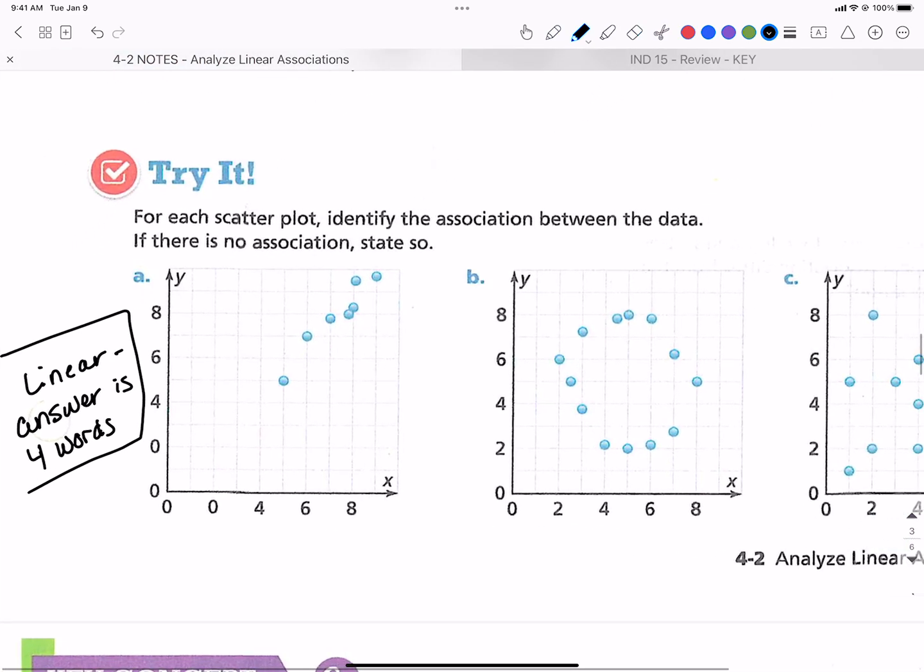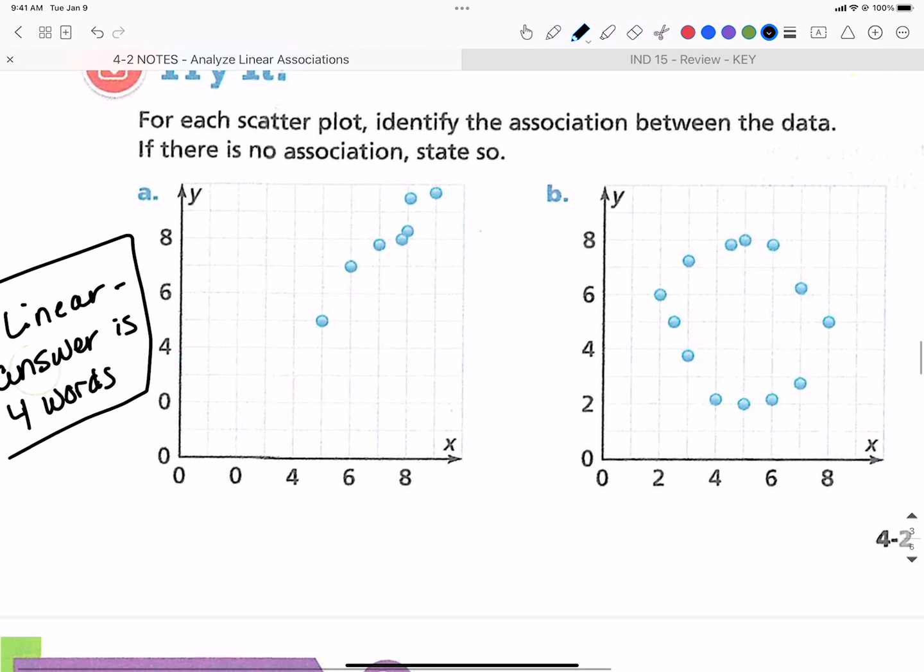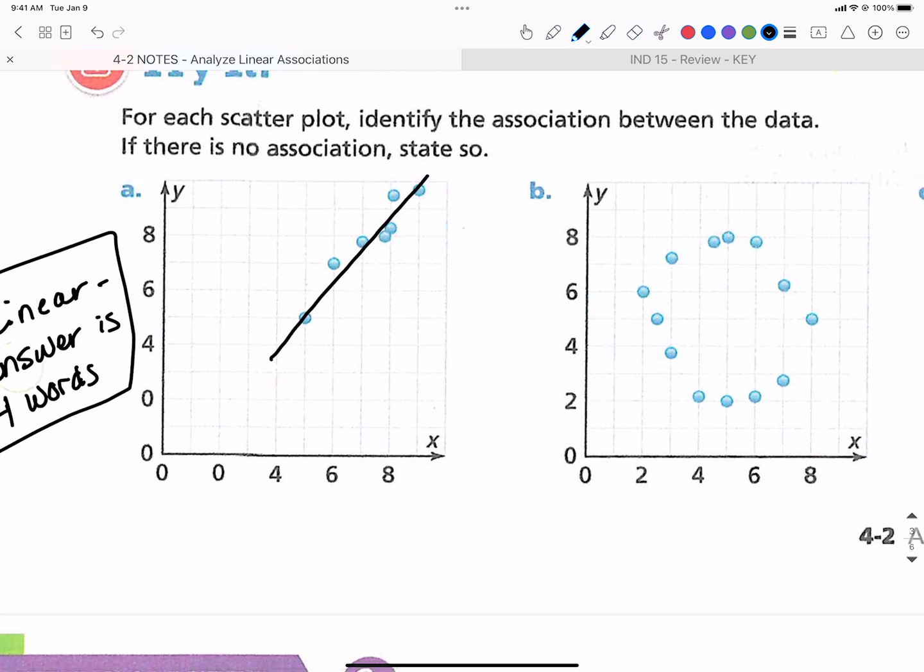And this is just a reminder, you already have it on that other page. If it's linear, your answer has to be 4 words because you have to use those descriptive words. So if you look at example A on this try it, first of all, is it linear, nonlinear, or no association? It's linear. They all trend up together, and you can draw a pretty nice trend line.